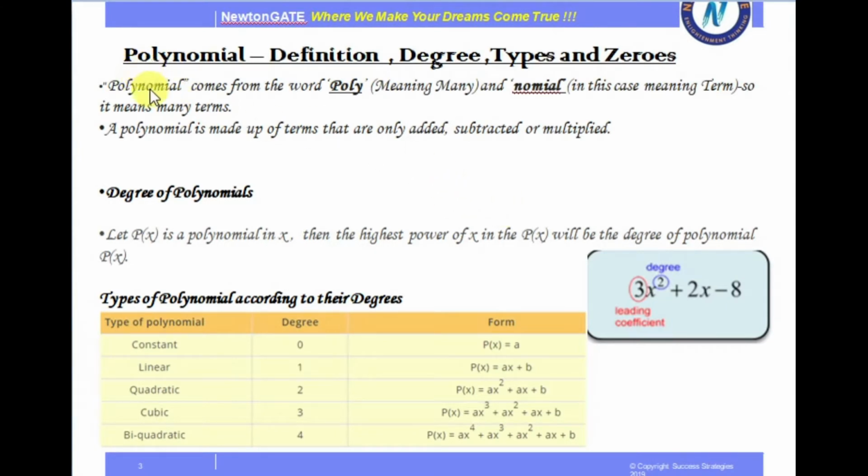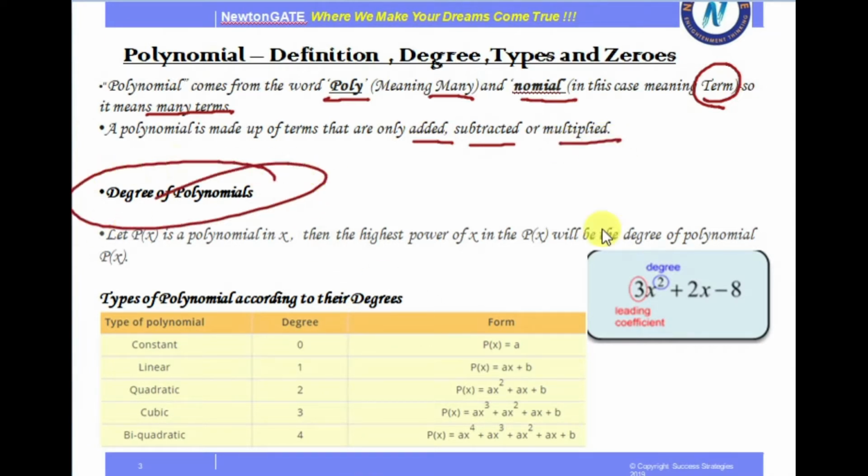Polynomial. The word polynomial comes from the words poly and nomial. Poly means many and nomial in this case means term. So combining both, polynomial means many terms. Polynomials are made up of terms that are added, subtracted or multiplied. Next is the degree of a polynomial.